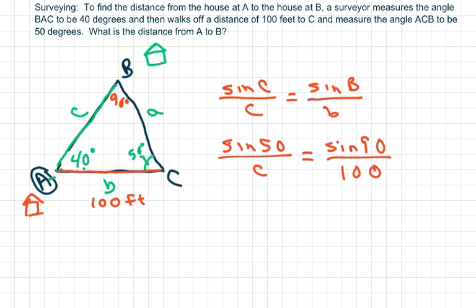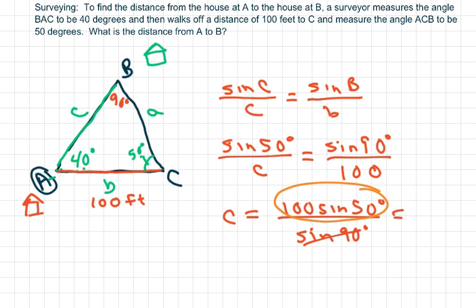And I'm going to cross multiply. So you get C equals 100 sine of 50 degrees. By the way, these should be in degrees. I just get lazy. Over sine of 90. And to save time, you should know that sine of 90 degrees is 1. So all you have to do is put this in the calculator right there, and you're going to get approximately 76.60 feet. Okay? That's all.